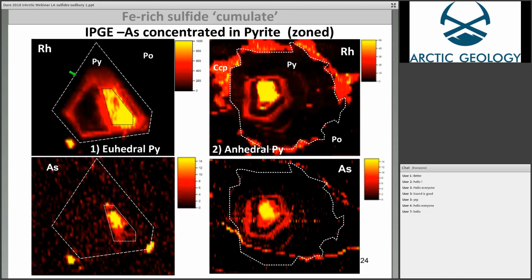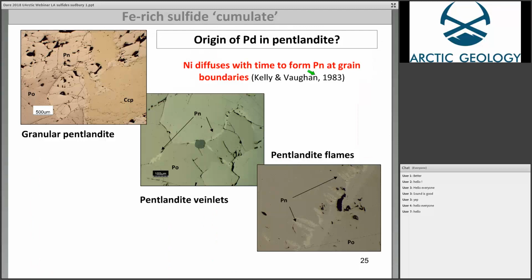platinum group elements. And so you're familiar with this map for rhodium, that the euhedral pyrite contains a lot of rhodium, and it shows oscillatory zonation. Here is the map for arsenic to prove to you that where you're rhodium rich, you're arsenic rich too. And then this is the anhedral one, and the map is really nice. It shows you that in the core you actually started off as euhedral and oscillatory zoned, and then you had a later overgrowth.